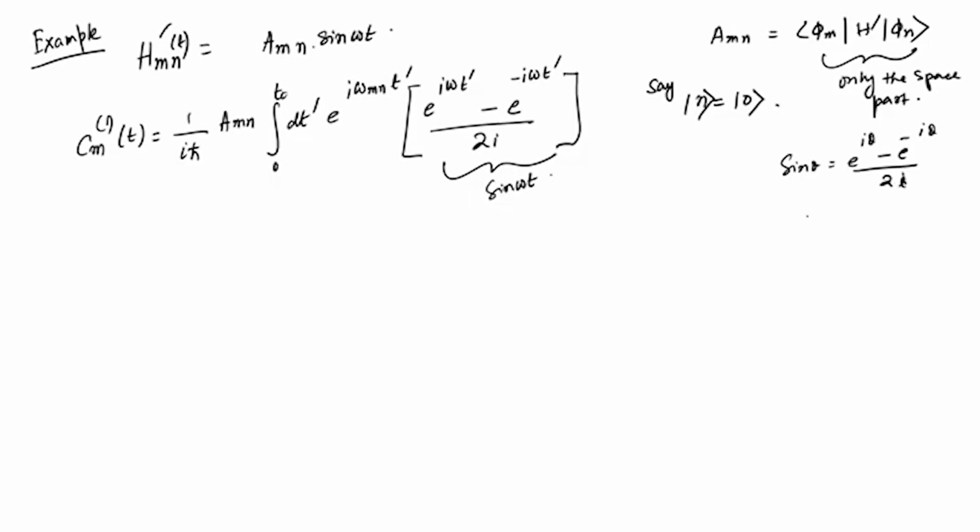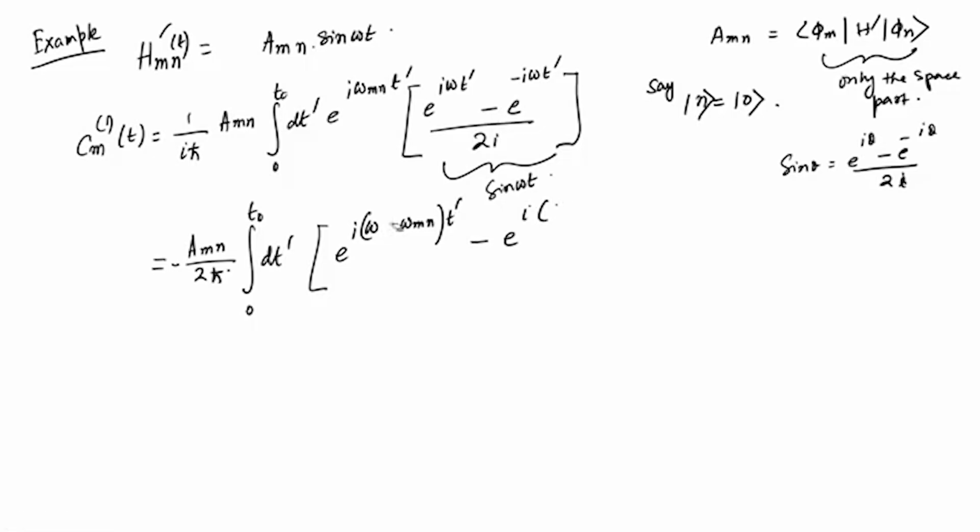Okay. Because exponential(iθ) is cos θ plus i sin θ. Anyway, so that is the thing that you have, and when you do this integral, you have a_mn with minus 2ħ, and then you have the integral from 0 to t_0 of dt', and we have exponential(i(ω_mn + ω)t') minus exponential(i(ω_mn − ω)t'), and I mean this can be written in the reverse way such that there is a symmetry, like ω_mn minus ω and so on.